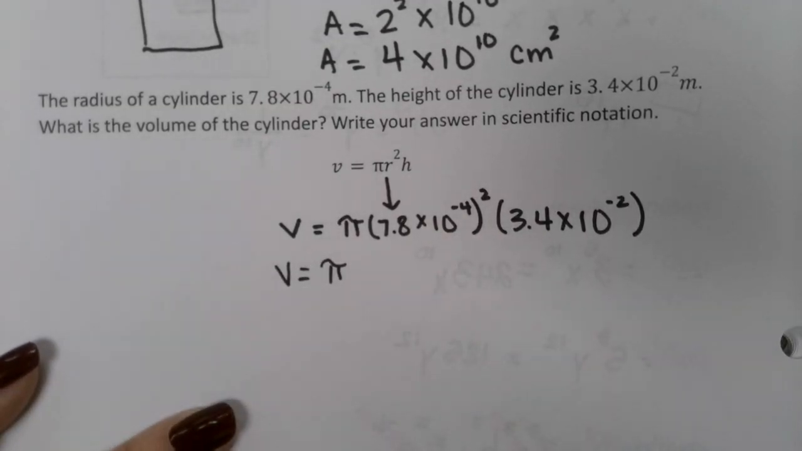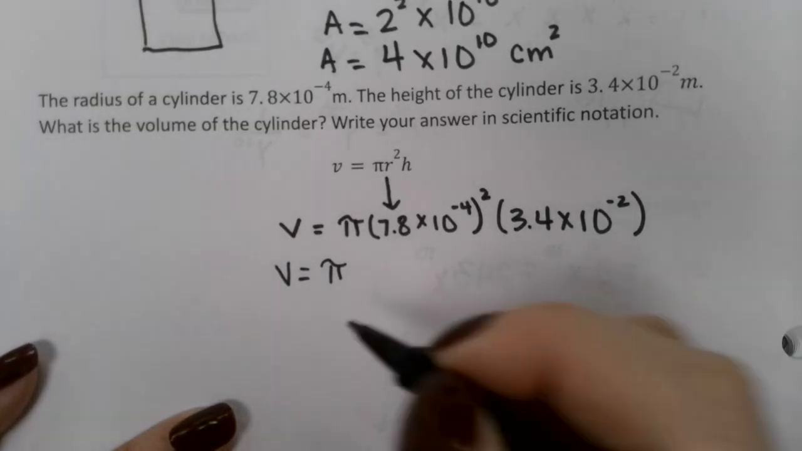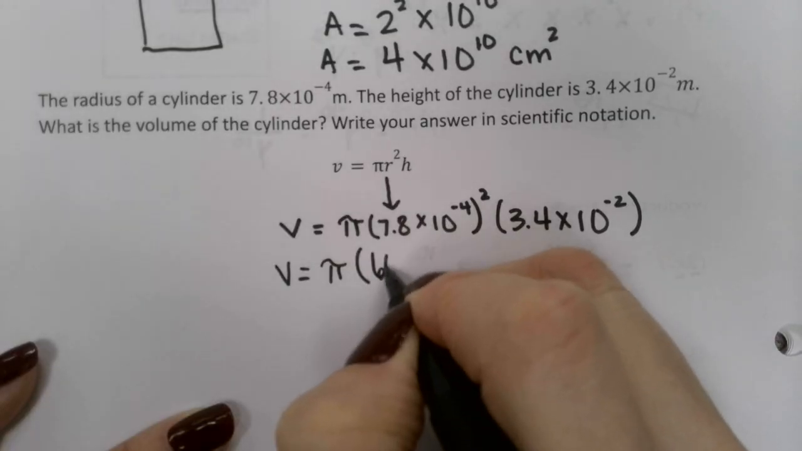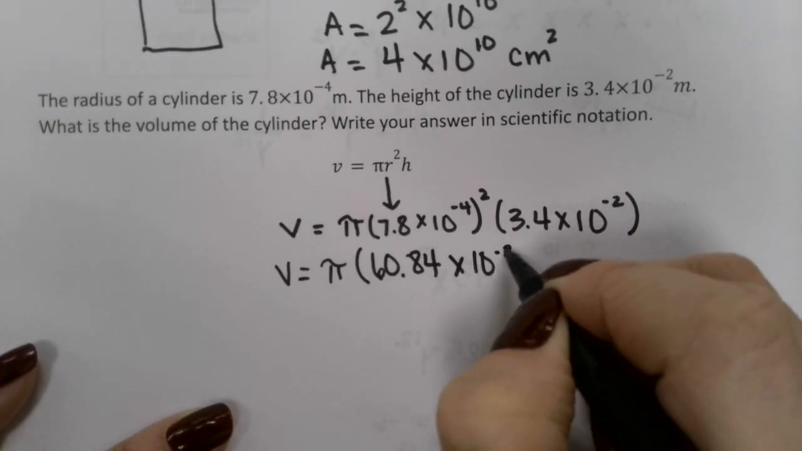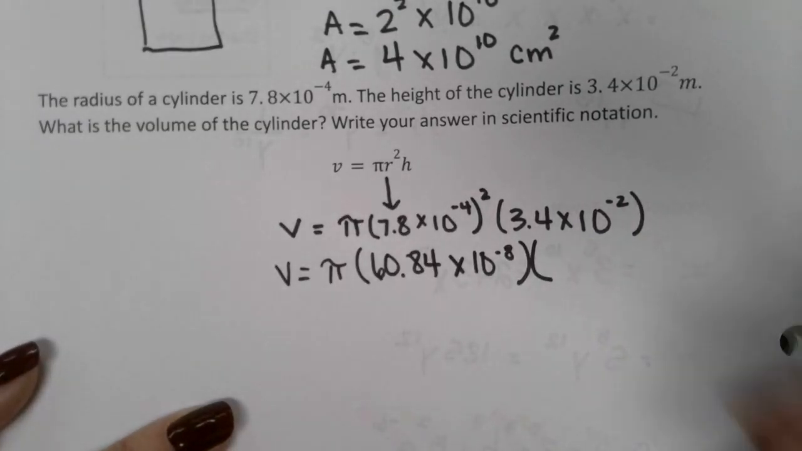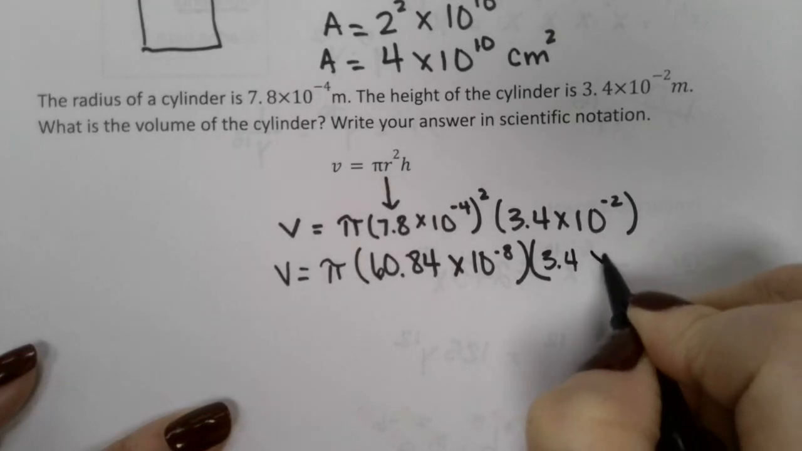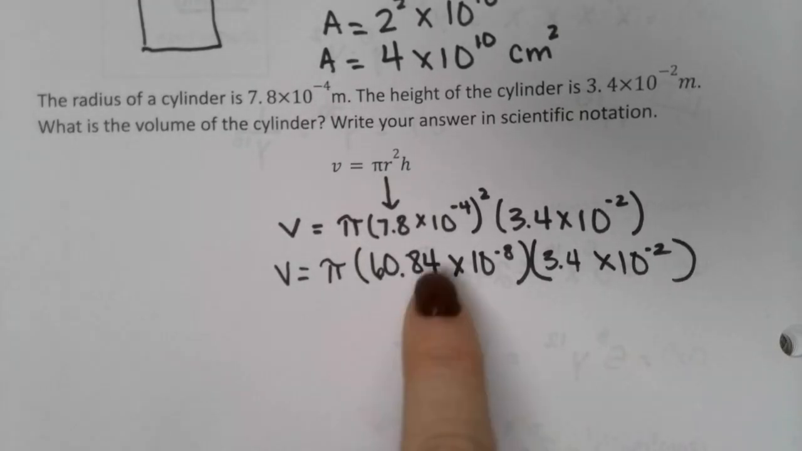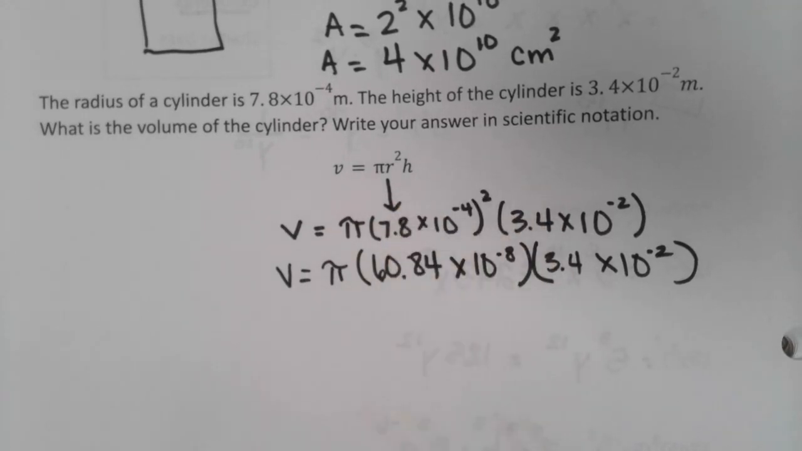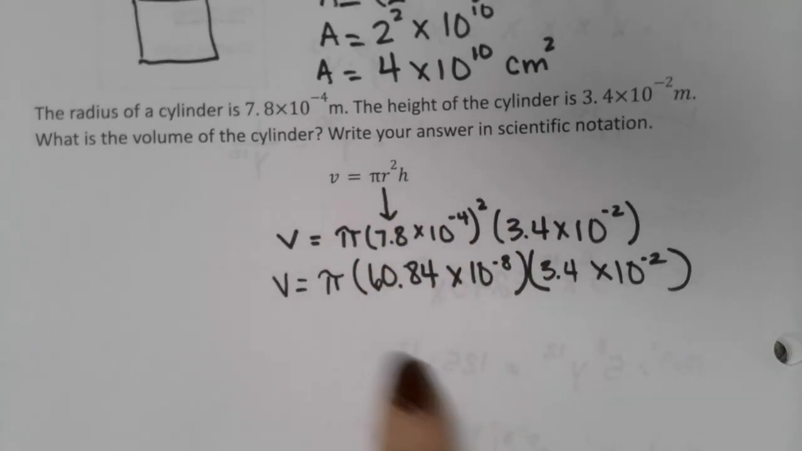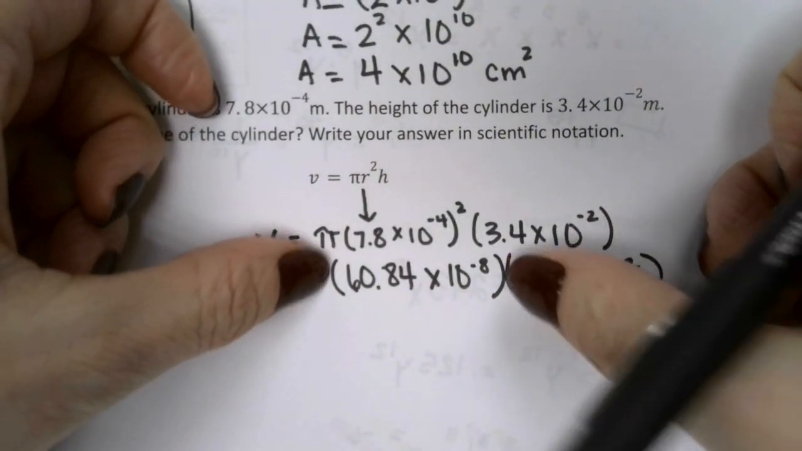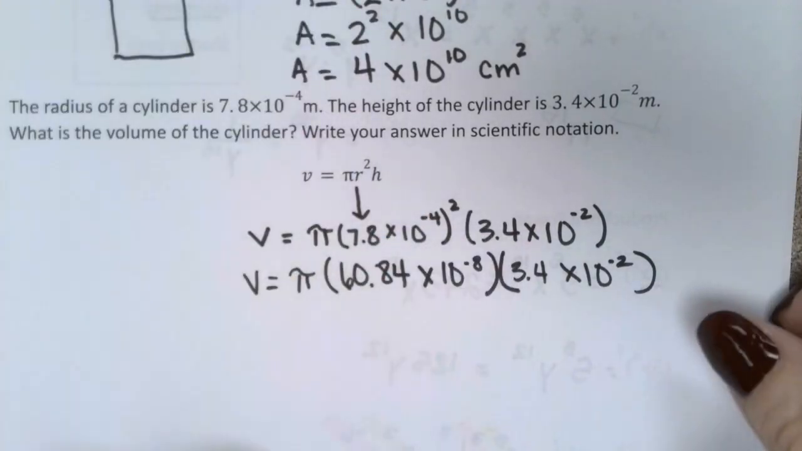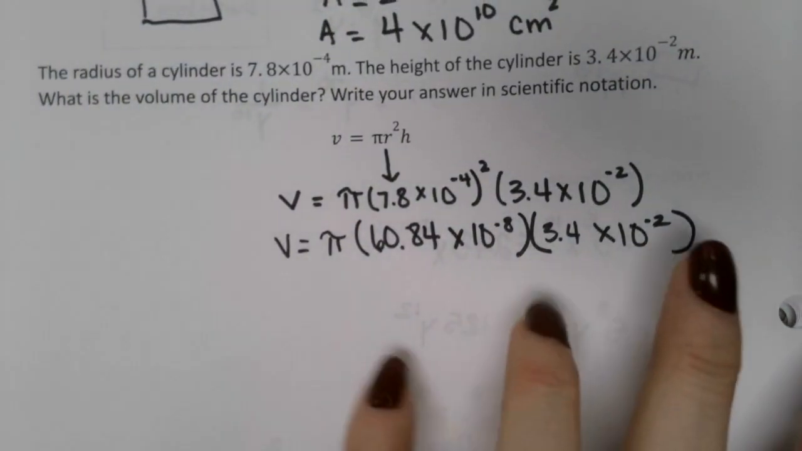And I'm going to take 7.8 squared. And I get 60.84 times 10 to the negative 8. I still have 3.4 times 10 to the negative 2nd. So all I did here was essentially square that 7.8. Now this is just a string, a single number right here, and so is this. This is one really small number value, and this is one really small value. It's a very tiny object that we're talking about here.